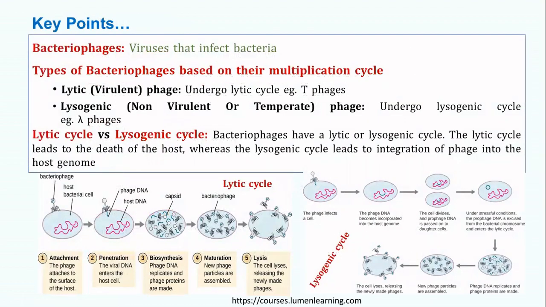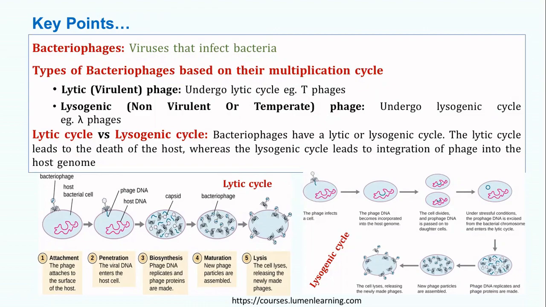So to summarize, we learned about bacteriophages, which are the viruses that infect bacteria. We spoke about the structure of bacteriophages. They are complex structures with a head and a tail and the genetic material. We discussed the structure of the lambda phage as well as the T phages. Then we spoke about multiplication in bacteriophages. It can be either through the lytic cycle or through the lysogenic cycle. The phages which follow the lytic cycle are known as lytic phages or virulent phages. An example is the T phage. The lysogenic cycle is followed by the non-virulent or temperate phages, for example, lambda phages.